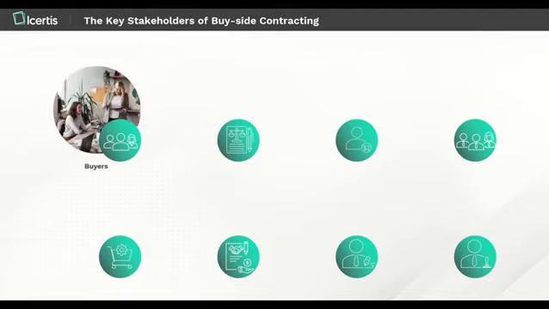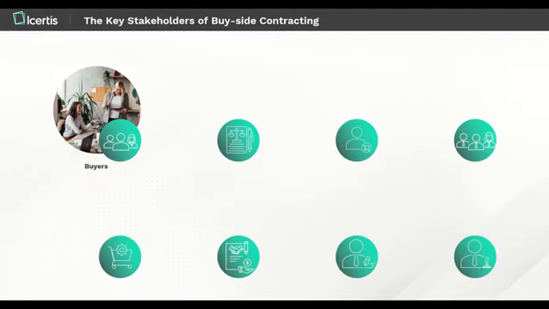When it comes to the contracting process, buyers are the ones who make things happen. They're individuals or organizations with specific needs, expectations, and budgets in mind. It's up to them to negotiate the best terms, carefully evaluate proposals, and choose the right suppliers or vendors.